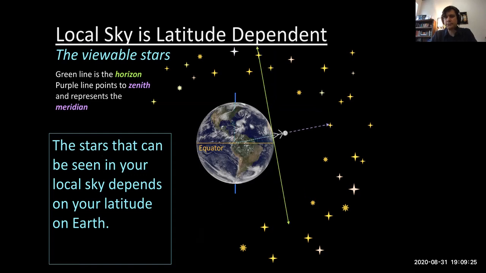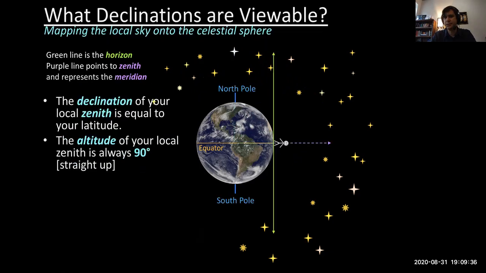Oops, wrong button, but it's good to see that again. So as their latitude changes, the stars that are observable change as well. What is above the horizon based on your latitude on Earth changes. So what declinations is really what we're talking about. What parts of the celestial sphere, what declinations are observable depends on your latitude.